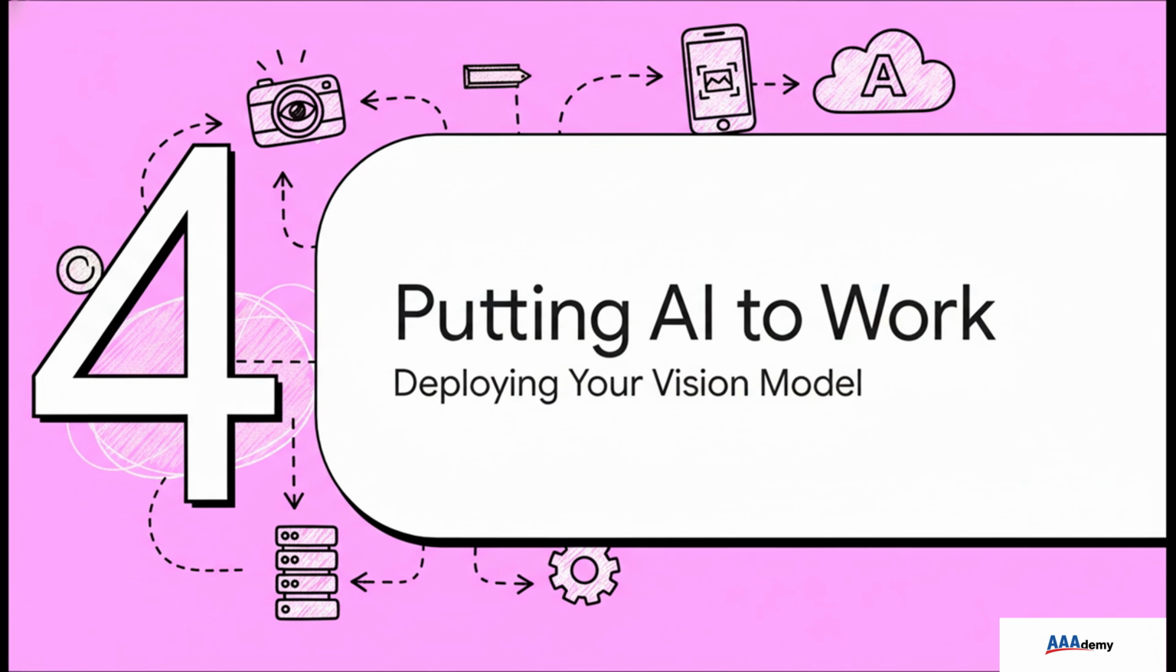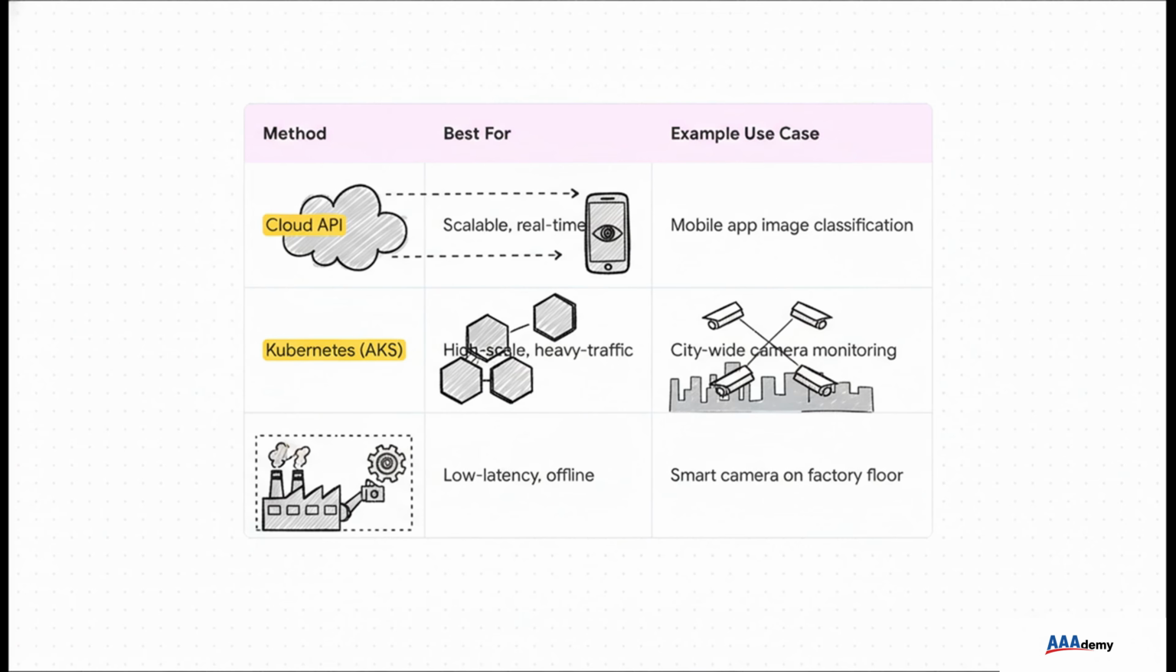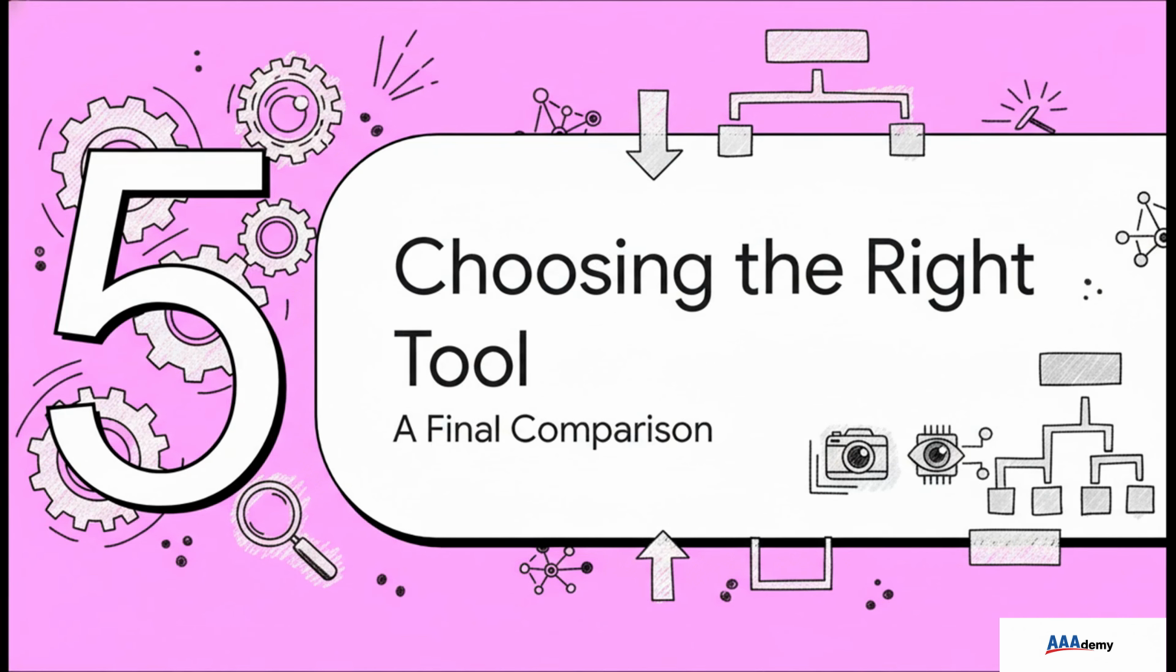Okay, this is the really important part. Once you've got your model, whether it's one you build or the ready-made one, how do you actually plug it into your app so it can start doing its job? Well, you've got some seriously flexible options. For something like a mobile app, you can just use a simple cloud API. For massive systems like city-wide camera monitoring, you can use something heavy-duty like Azure Kubernetes Service. And this is the really cool part: for real-time analysis right on a factory floor, even if the internet goes down, you can put the model directly on a tiny computer called an IoT Edge device.